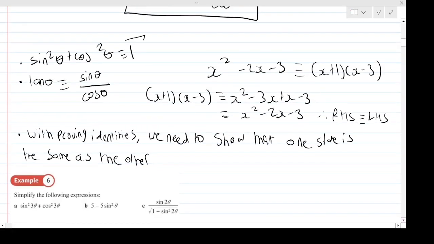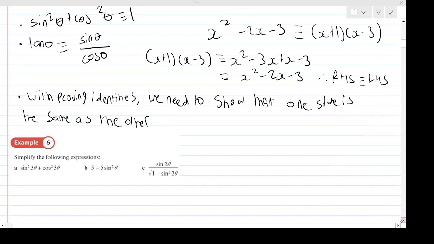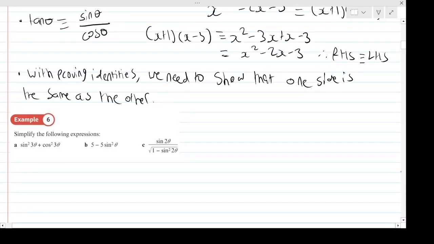Okay, let's have a look at some examples then. And bear in mind we will be working with these two identities here. We need to simplify the following expressions. So firstly, we have sine squared 3 theta plus cos squared 3 theta. So I'm going to rewrite our identities again.